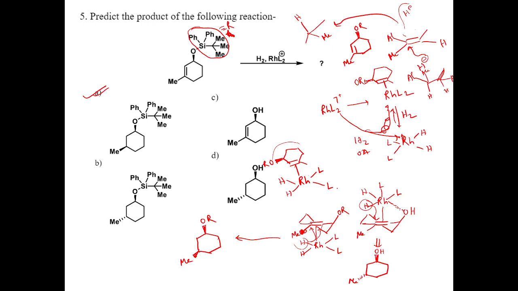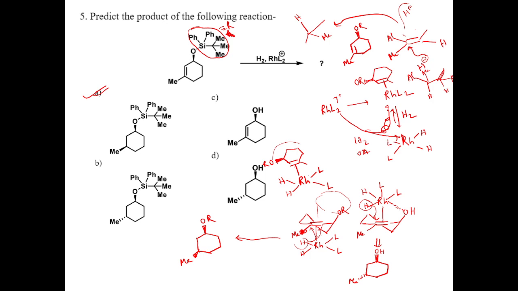Whenever you attack, you will draw this diagram. You will see that if the OR group is on the downward side, then it can attack from here or here also, but it's on the upward side. So this whole portion is sterically hindered, right? So the catalyst cannot bind over here. It has to bind with the olefin from below the plane, right?